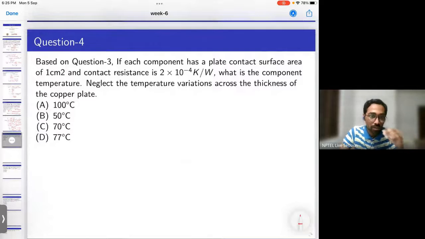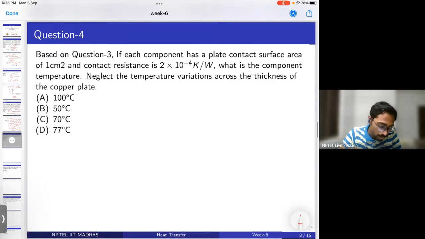I hope that question was clear to you. In that question we needed to find the average heat transfer coefficient, because the plate is assumed to be isothermal. This fourth question is a continuation of the third question. We need to find out, if each component has a contact surface area of 1 centimeter square.